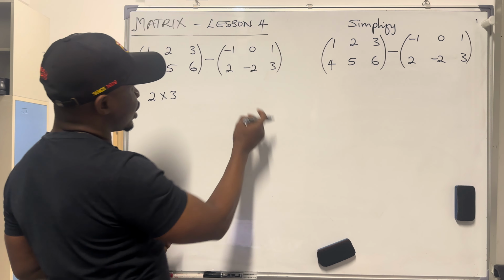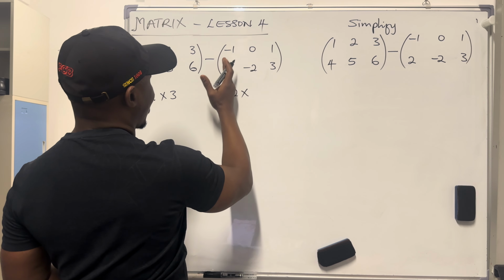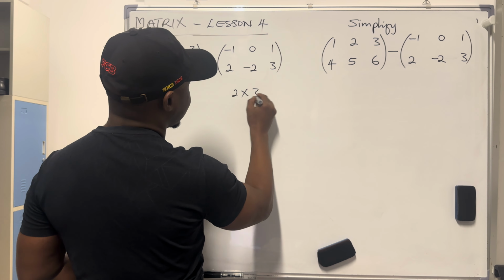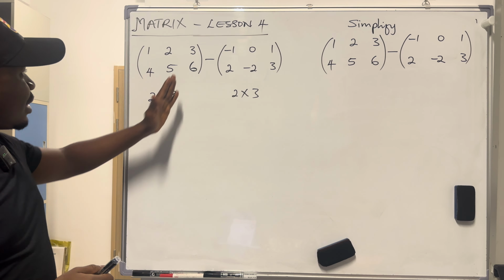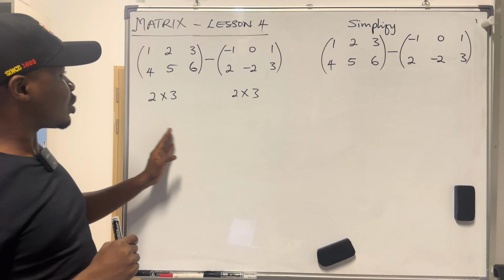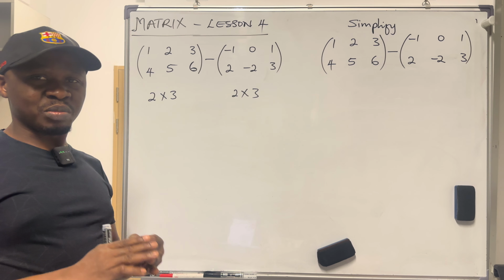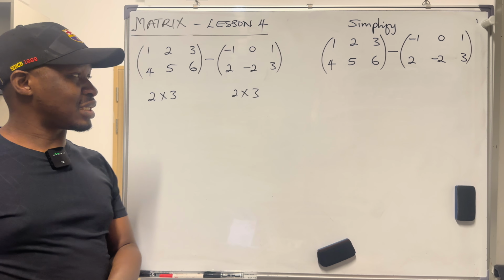How about this? How many rows? 1, 2. 2 rows. How many columns? 1, 2, 3. So we can see that these are matrices of the same order. Only matrices of the same order you can add, you can subtract. Multiplication is a different case. All right.